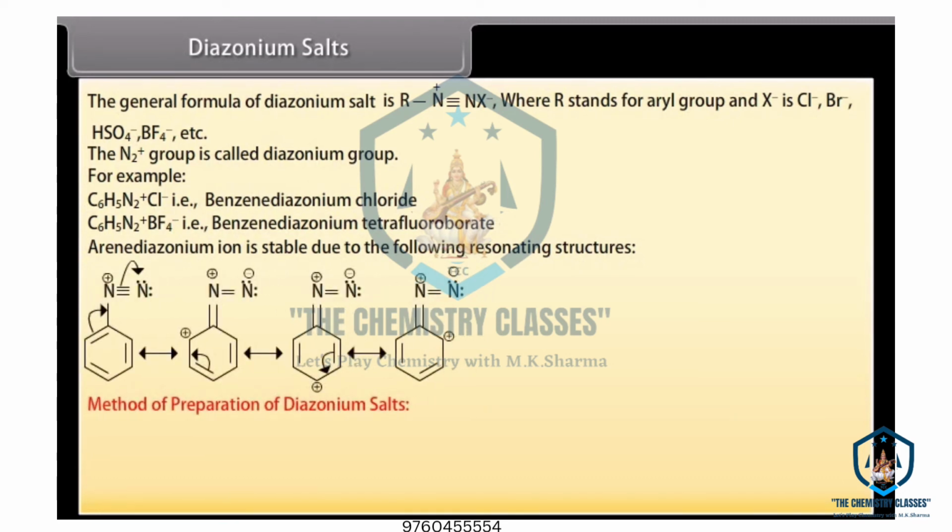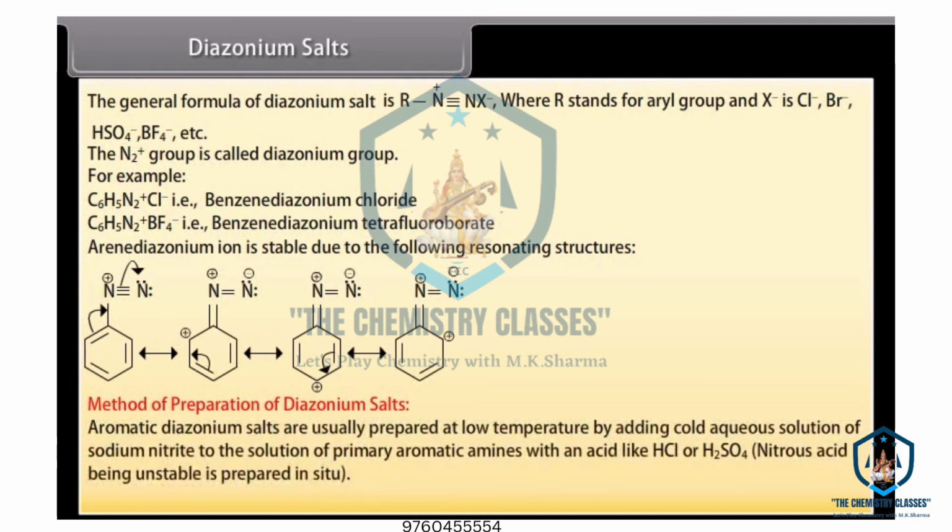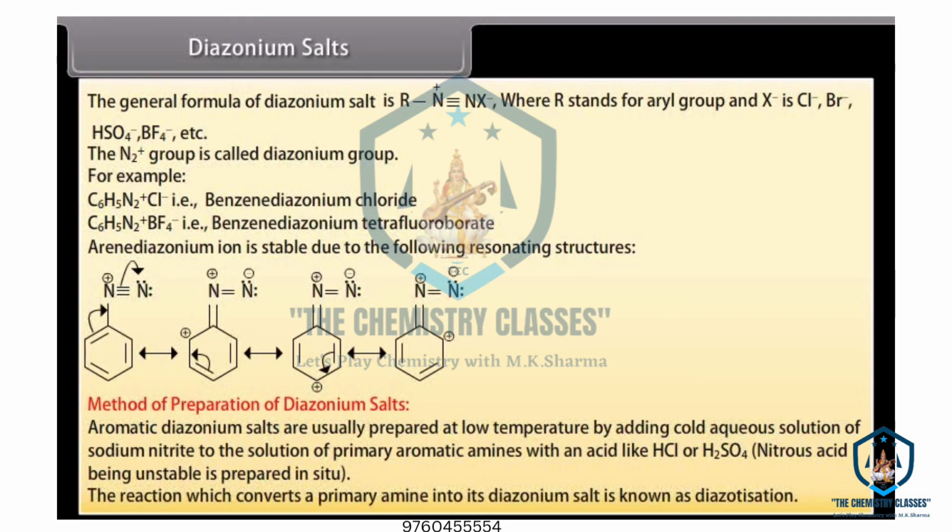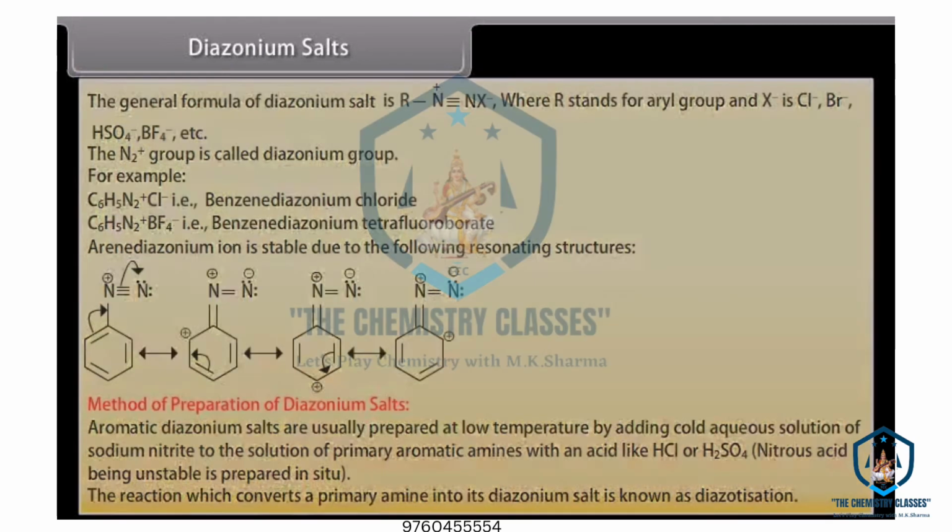Method of preparation of diazonium salts. Aromatic diazonium salts are usually prepared at low temperature by adding cold aqueous solution of sodium nitrite to the solution of primary aromatic amines with an acid like hydrochloric acid or sulfuric acid, because nitrous acid being unstable is prepared in situ. The reaction which converts a primary amine into its diazonium salt is known as diazotization.